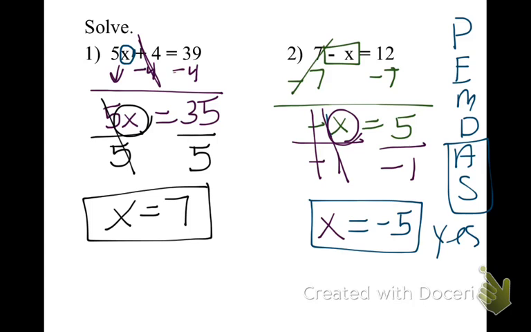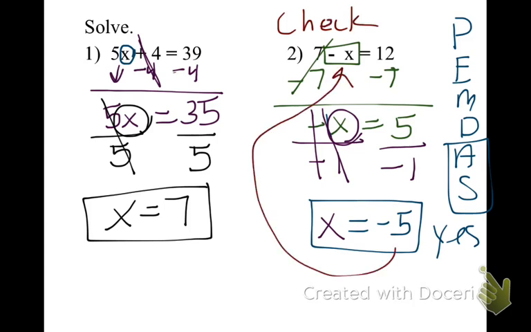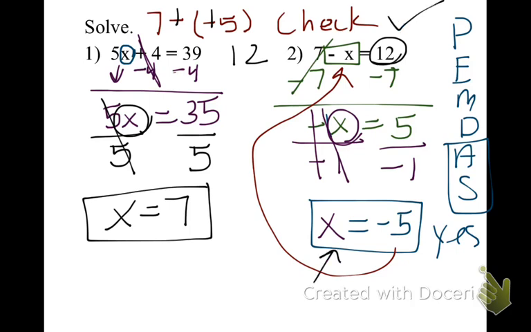Then, to make sure, remember, you can always check your work. Let's check it. If I were to plug negative 5 into my equation, I would have 7 minus a minus 5. Well, what happens when I have double negatives? They turn into positive. What's 7 plus 5? 12. What's my answer? 12. So that means this answer is correct. My x does equal negative 5.